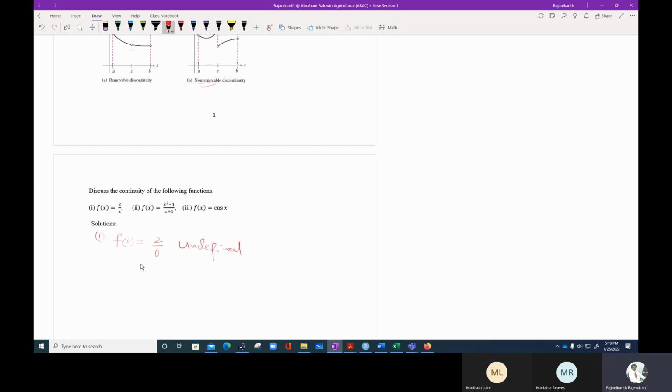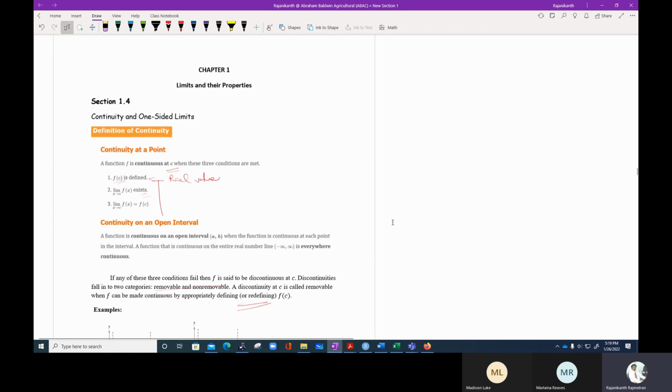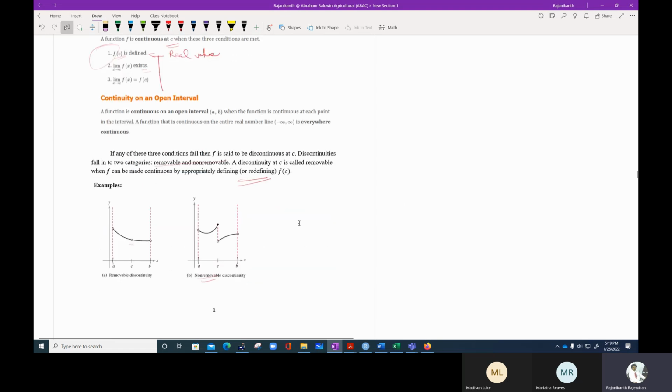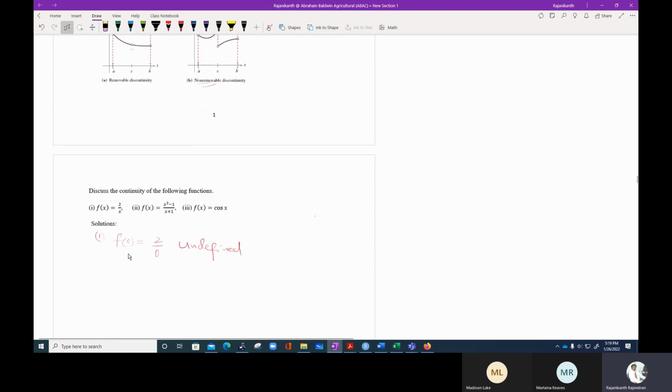Okay, so I see the undefined point. Therefore, among those three conditions, look at the first condition. If the function is continuous, it should be defined at 0, but this function is not defined at 0. Therefore the function is not continuous at 0.